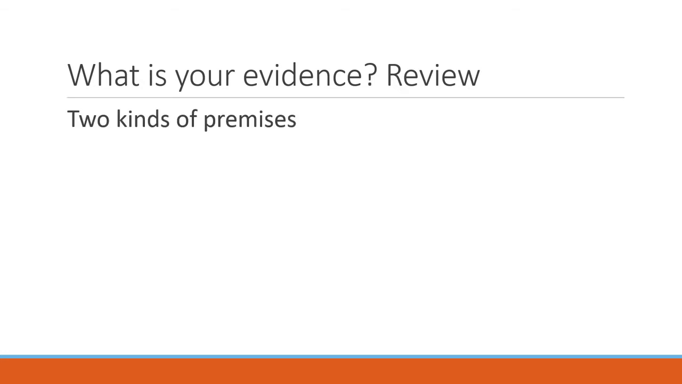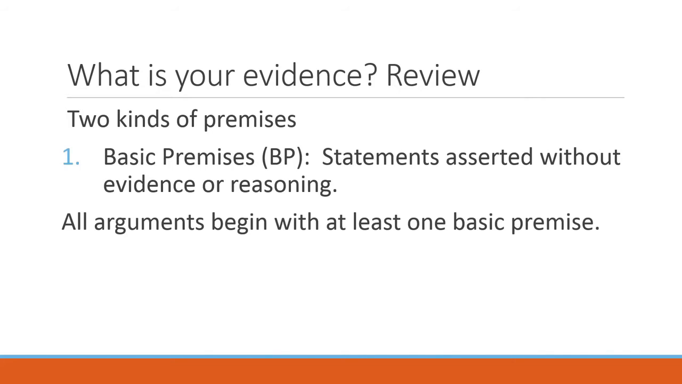We have two kinds of premises. Basic premises. Basic premises are statements asserted without evidence or reasoning. All arguments must begin with at least one basic premise. If an argument doesn't start somewhere, it will just go on justifying each premise with a previous premise, so you have to start with some basic premises, some premises that are asserted without further evidence or reasoning.